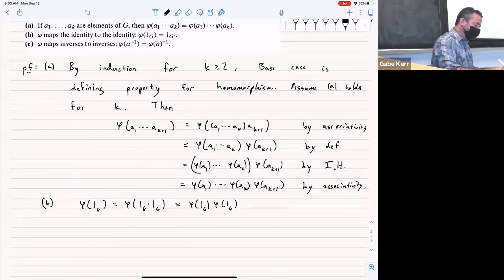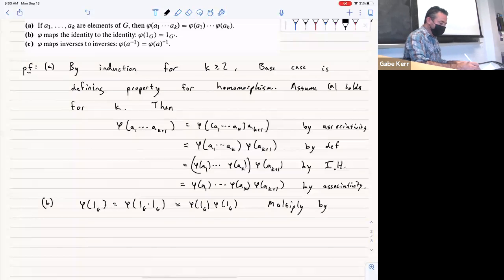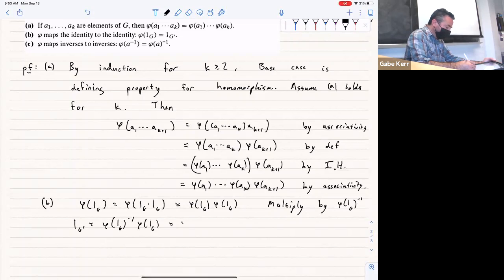If you do that, let's just do that for clarity. Whatever that is, it has an inverse, since G prime is a group. We get that 1 of G prime equals phi of 1G inverse times phi of 1G. Now here, this phi of 1G is equal to phi of 1G squared. And then we can just use associativity and see that this is equal to phi of 1G.